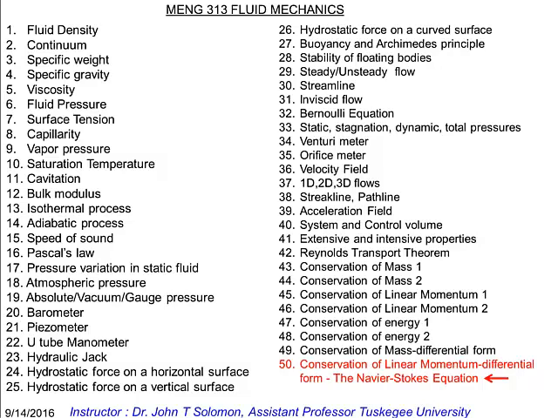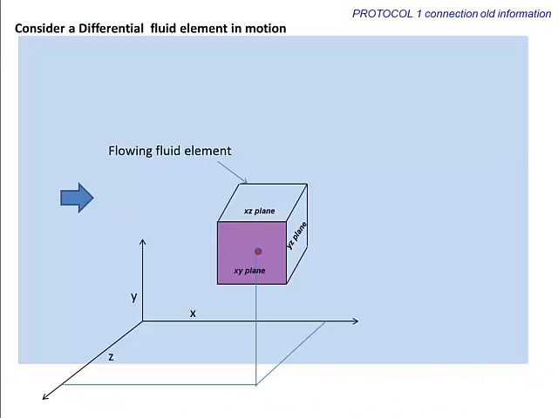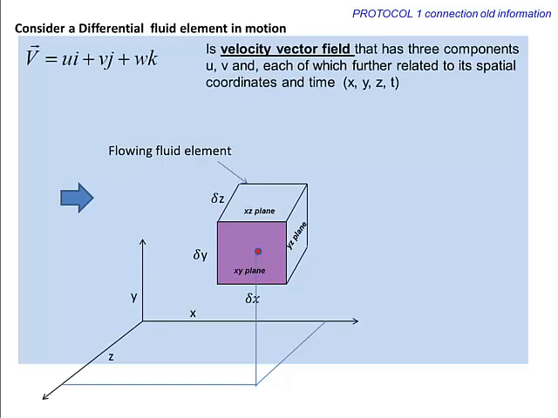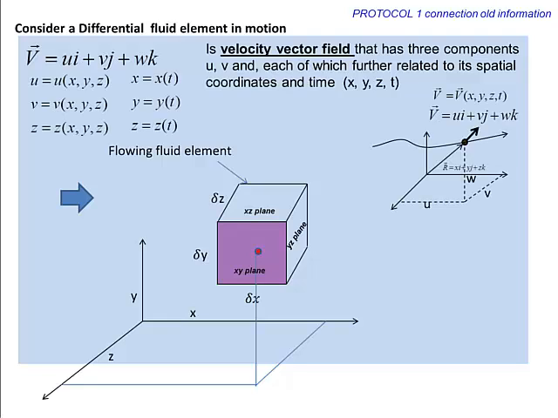Consider a differential fluid element as shown in figure with sides delta x, delta y and delta z. Let the vector function v be the velocity field of the flow. In this equation, u, v, and w are three scalar component functions in three mutually perpendicular directions. Note that u, v, w are functions of space variables x, y, z and time t.